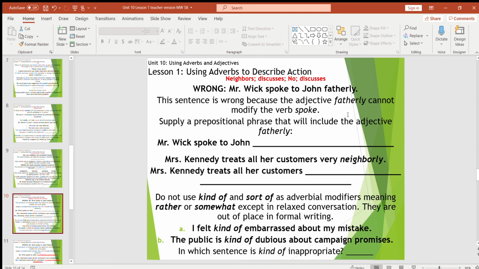So if we were going to put this into a prepositional phrase, we would say Mr. Wick spoke to John how? In a fatherly way or in a fatherly manner. Okay, either or would work.